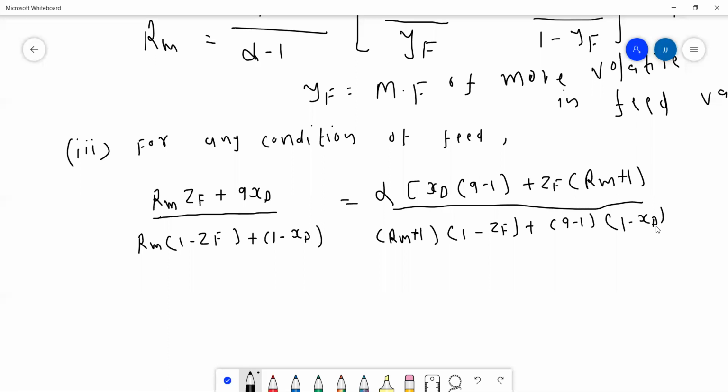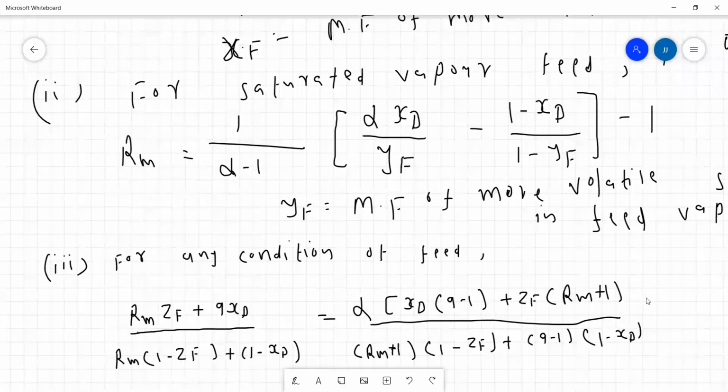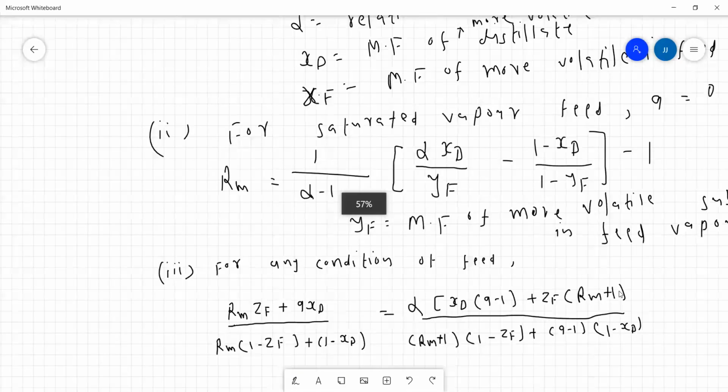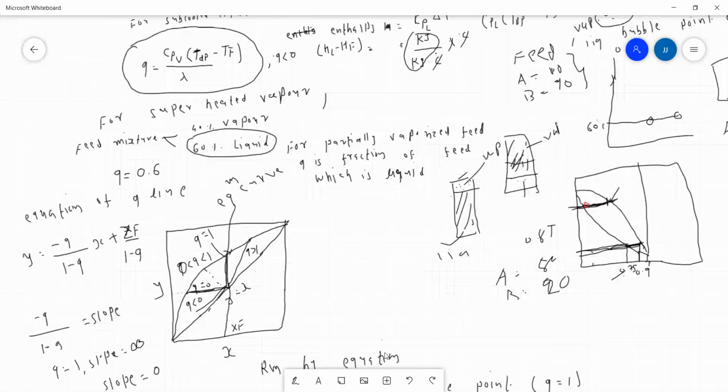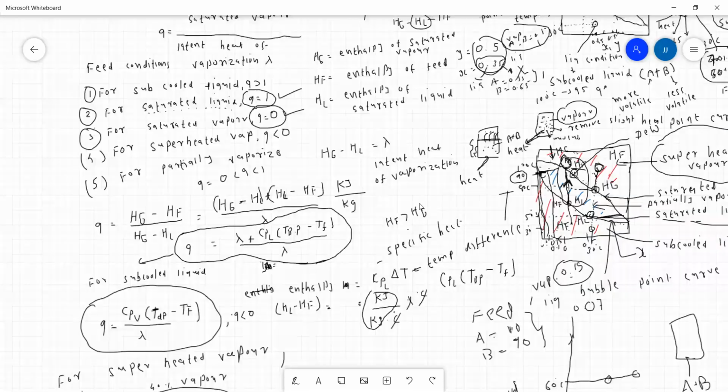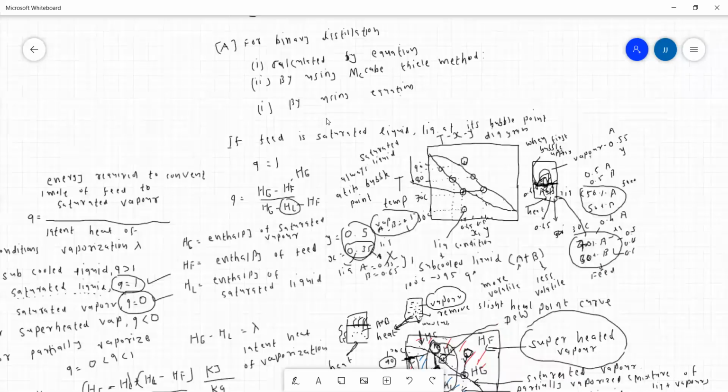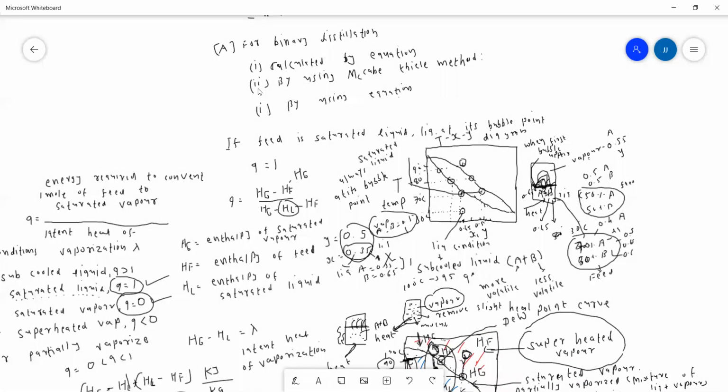Now, this is the determination of minimum reflux ratio by using the equation. Here there are 2 methods: by using the equation, which I already mentioned, and by using the McCabe-Thiele method. You can also determine the RM by using the McCabe-Thiele method. So how to determine the RM using the McCabe-Thiele method? Let's see.